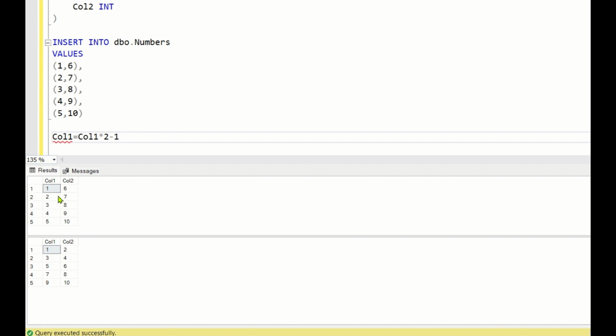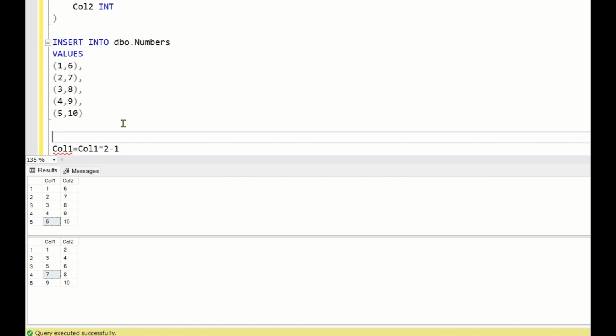Now the input is 2. So 2 into 2 is 4, minus 1 is 3. In the third row, 3 should become 5. So 3 multiplied by 2 is 6, and 6 minus 1 is 5. In the fourth row, 4 should become 7. So 4 multiplied by 2 is 8, and 8 minus 1 is 7. And 5 should become 9. So 5 multiplied by 2 is 10, and 10 minus 1 is 9.